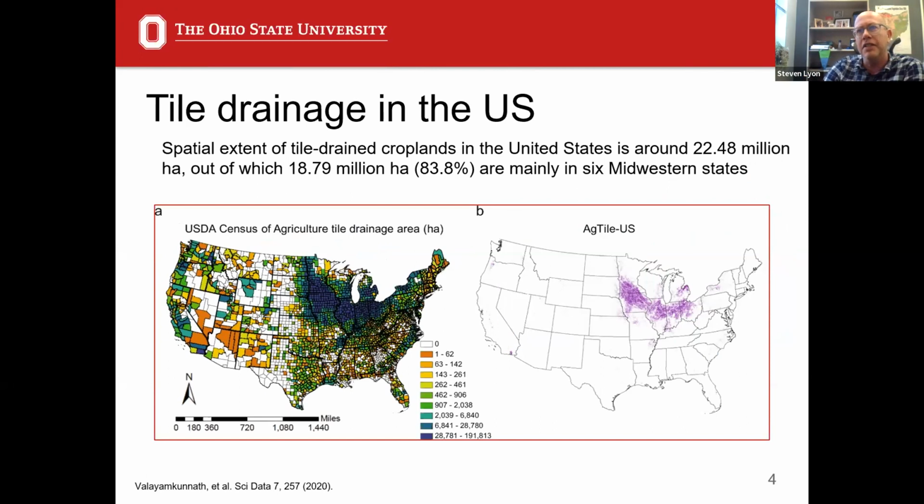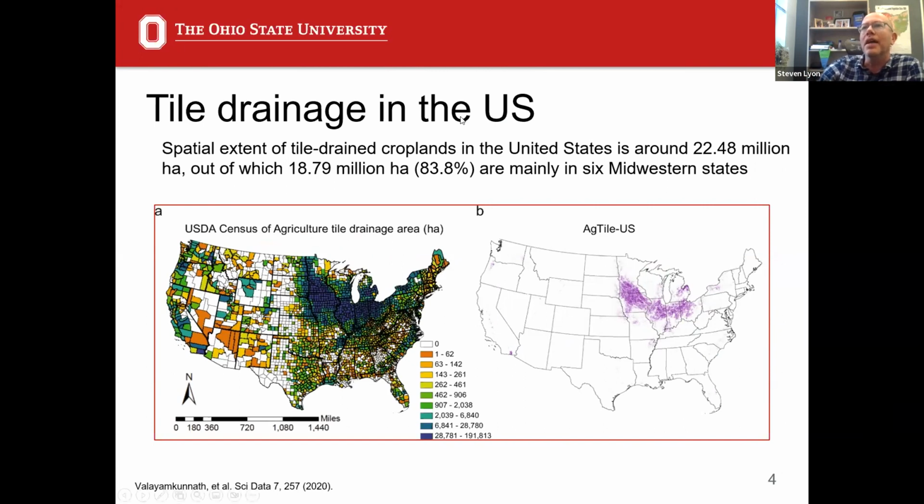So on the left there, census data looking at a county scale, where the bluer colors are higher acreages of tile drainage systems in farm fields. And that image on the right there, that purple smudge color, that's a high resolution estimation of locations with tile drainage across the US. And you can see by and large, those locations then concentrate in the Midwest.